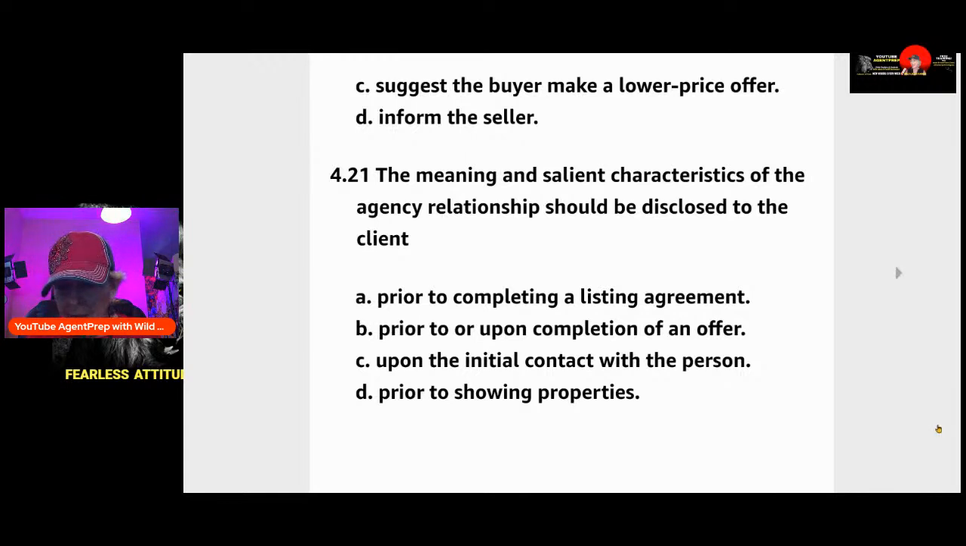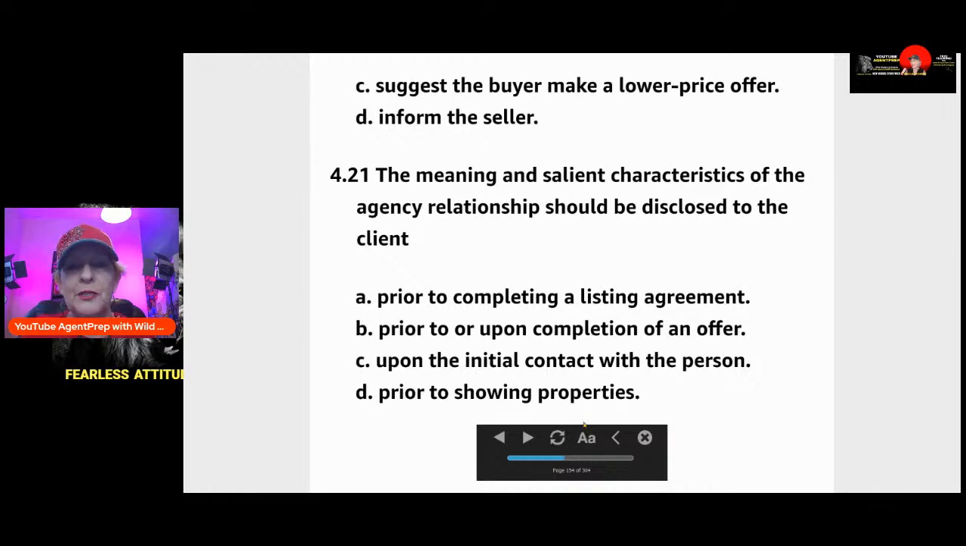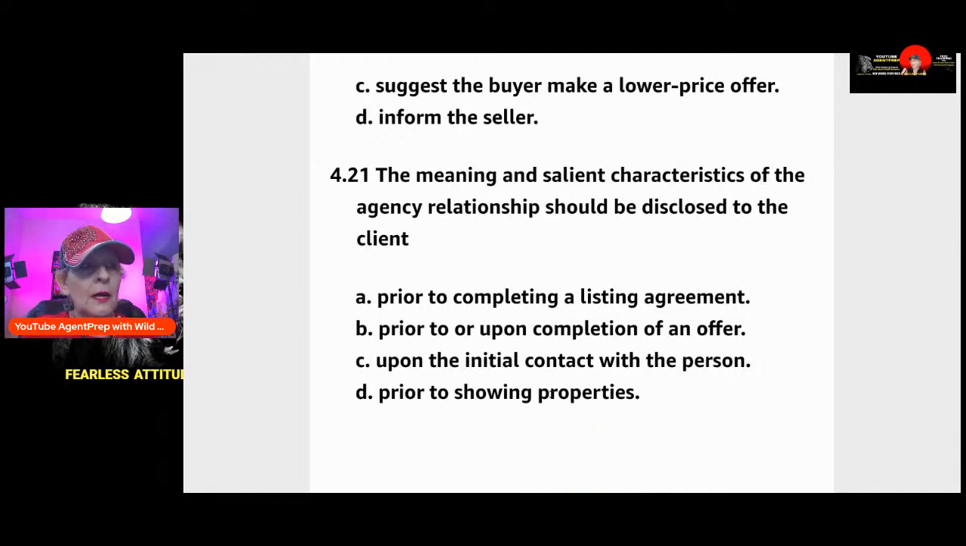Okay, let's see, we had C. C says upon the initial contact with the person. No, it is before completing a listing agreement. We explain the meaning and the salient characteristics of the agency relationship they're going to develop, just before signing a document. It has been disclosed earlier at a substantive conversation of a particular property, right? Specific property. So the answer is prior to completing a listing agreement.